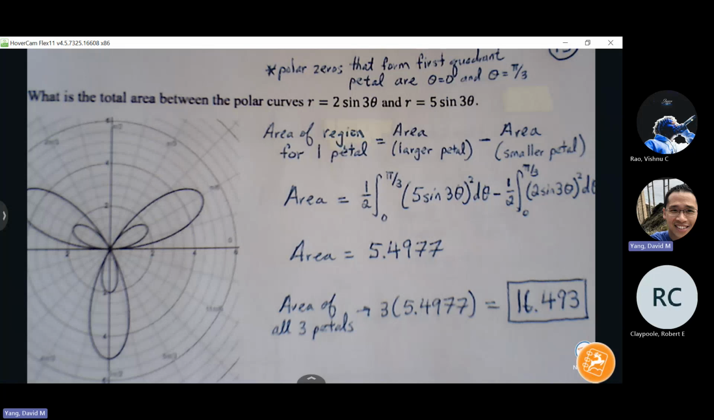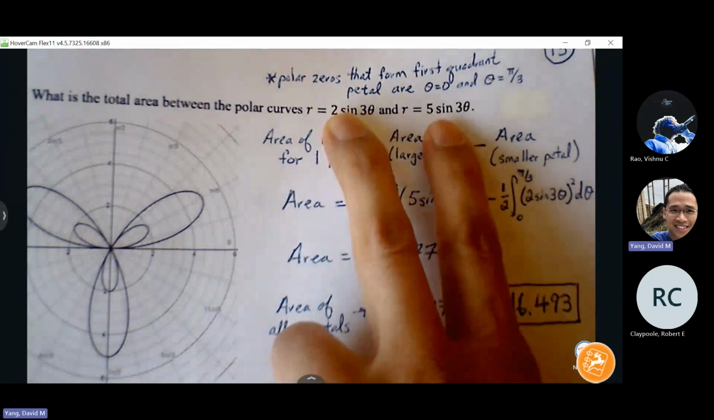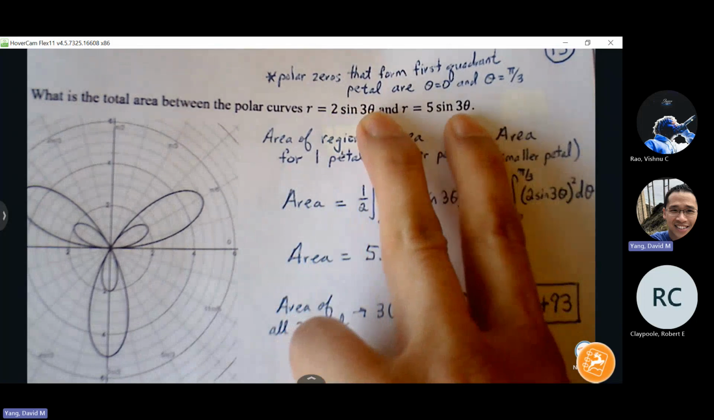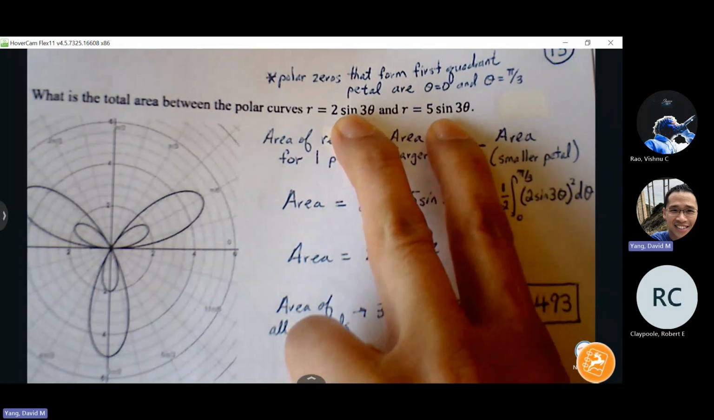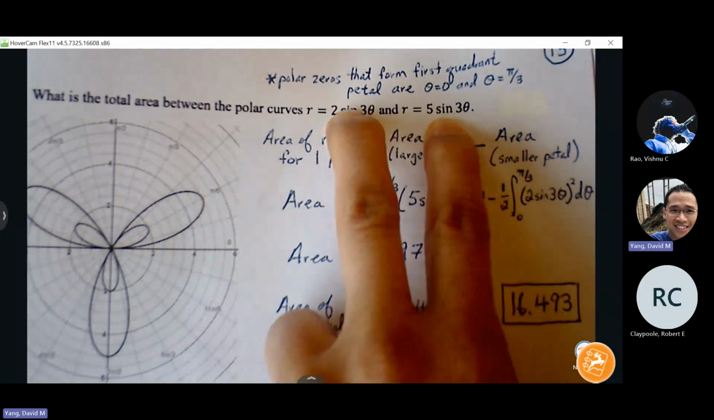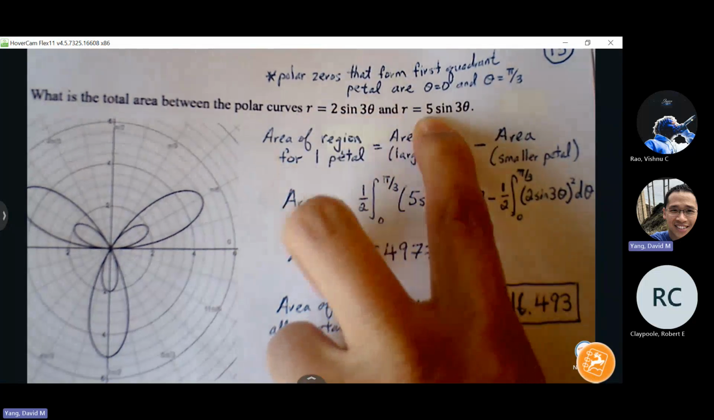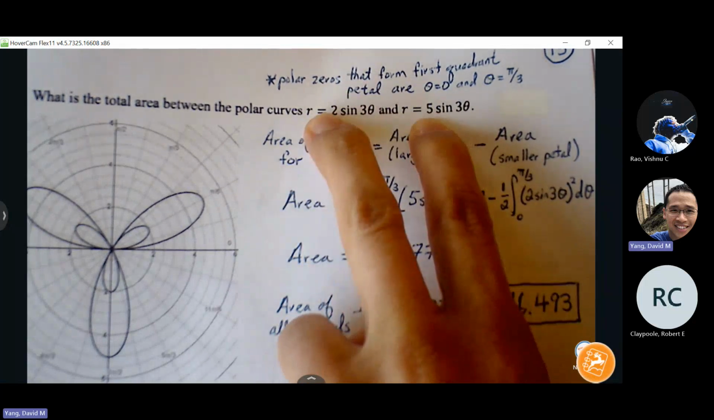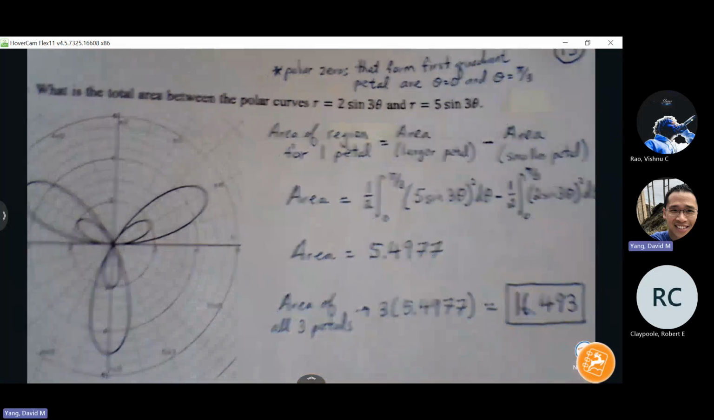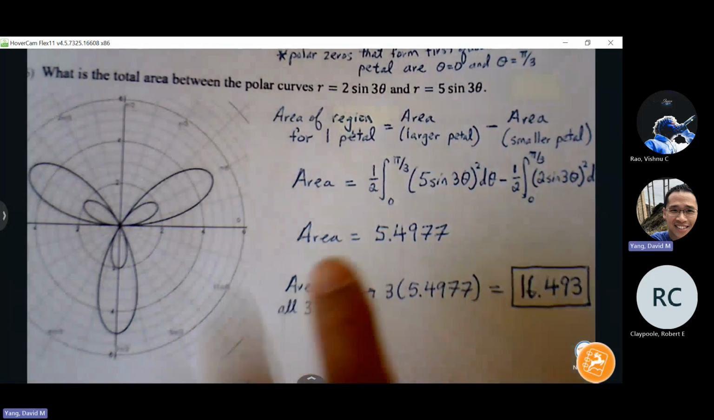Okay, page 13. What is the total area between the polar curves of r equals 2 sine 3 theta and r equals 5 sine 3 theta? The nice thing is that these are both going to be 3 petals. They're both sine, so they have the same polar zeros, just that one has a longer petal length than the other.